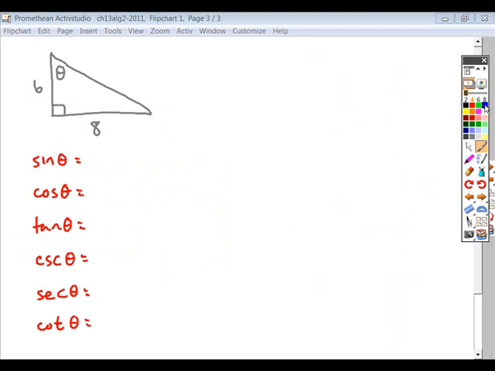All right, so what is the length of the hypotenuse? 10. So did anybody use a shortcut for this? Anna, what did you do? I used the 3, 4, 5. Okay, perfect.